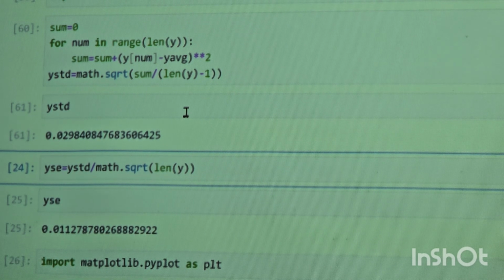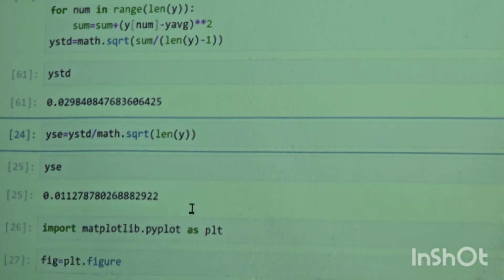Okay. So this is a standard deviation, 0.03 meters per second square. Now in addition to the standard deviation, there is another really important variable that tells you something else.